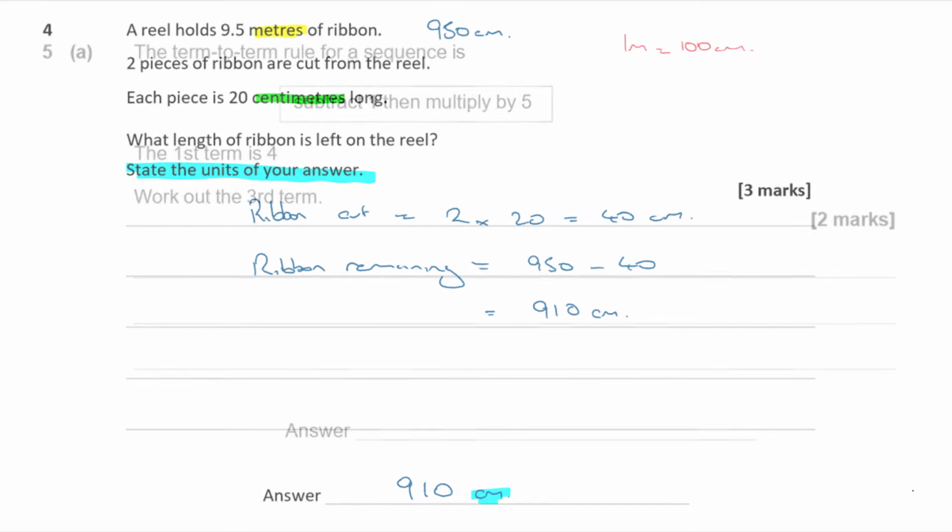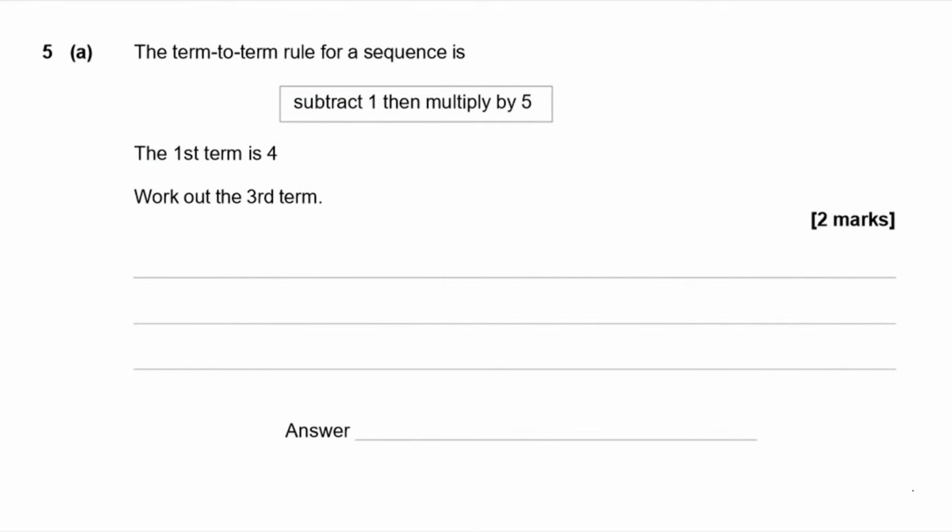910 centimeters. Question 5a, the term-to-term rule for a sequence is subtract 1 and then multiply by 5. The first term is 4, work out the third term.